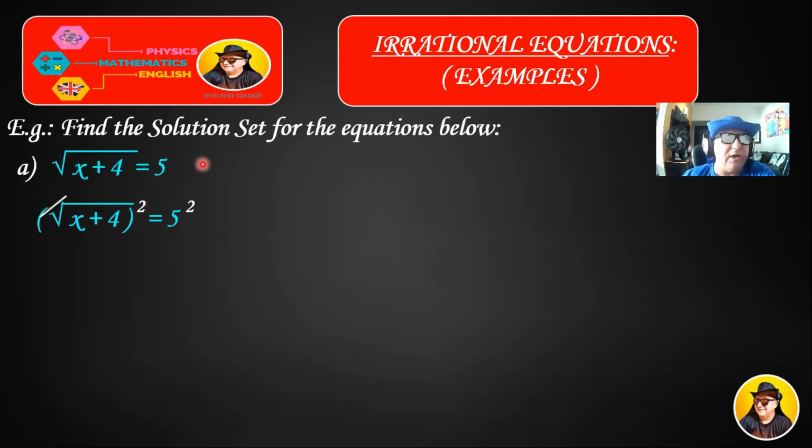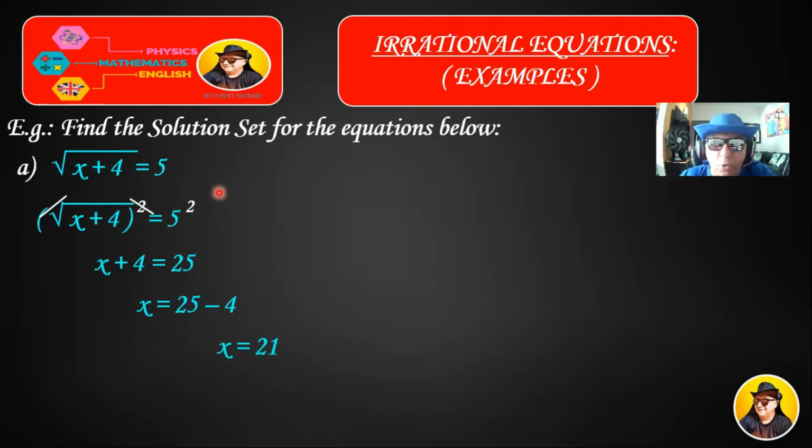You can see the square root and the square cancel out. And how much is 5 squared? It is 25, because 5 squared is 5 times 5. So what remains? x plus 4 is 25. And now plus 4 moves to the right side of the equation. It goes negative. So we have a negative 4. x is 25 minus 4. So x is supposed to be 21.